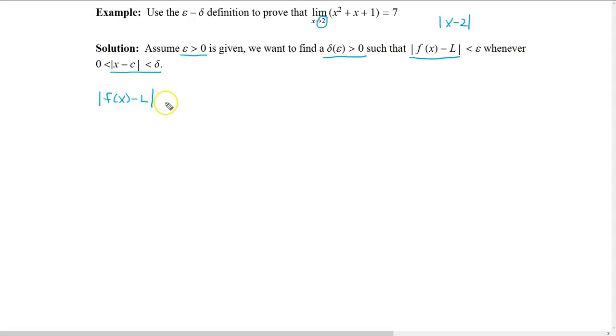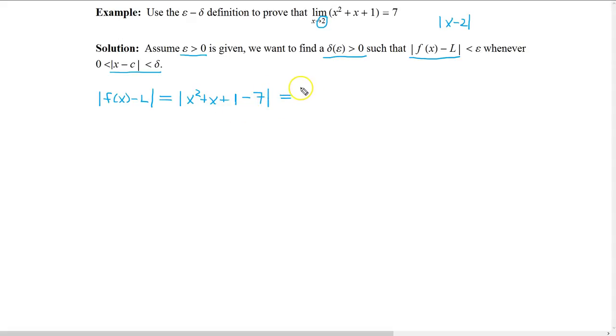Now we're not going to set this less than epsilon right now. Recall that when we did our limits for linear functions, we set this less than epsilon and began manipulating. Before we set it less than epsilon, we need to manipulate it a little bit first. So let's put in our x squared plus x plus 1. That's our function f of x, and our L is 7.